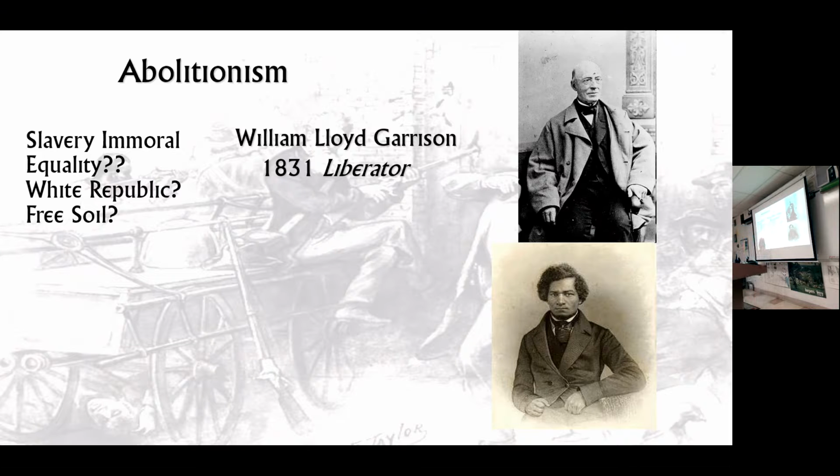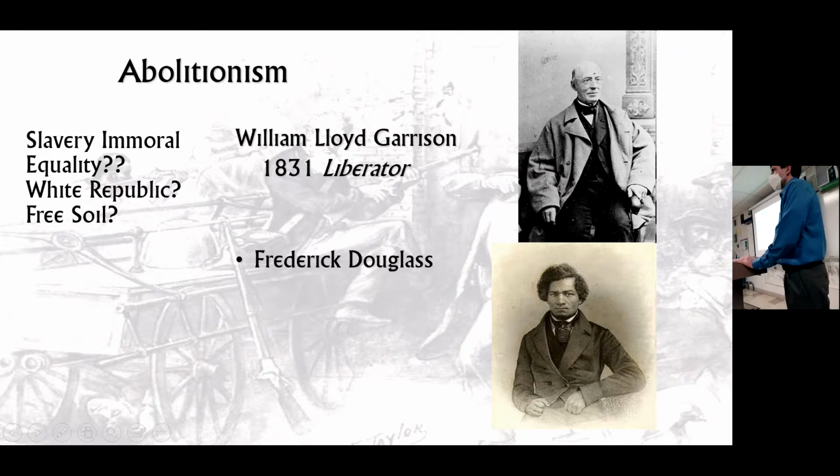And Southerners would blame Garrison for that rebellion. That's why they censored the mail in the Nat Turner laws. That's why they put the gag rule in. They said slaves would have been perfectly happy if not for agitators like Garrison. But the most famous abolitionist was a former slave, Frederick Douglass.